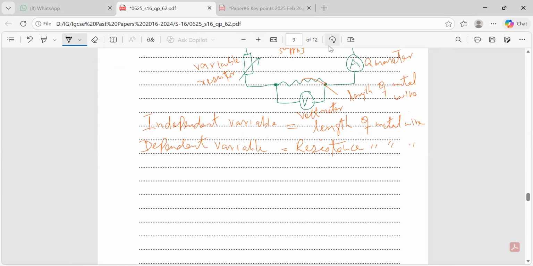Now, first of all, close the switch. Close the switch so that current is turned on. Hmm, should I close the switch first? What about the measurement of the length?